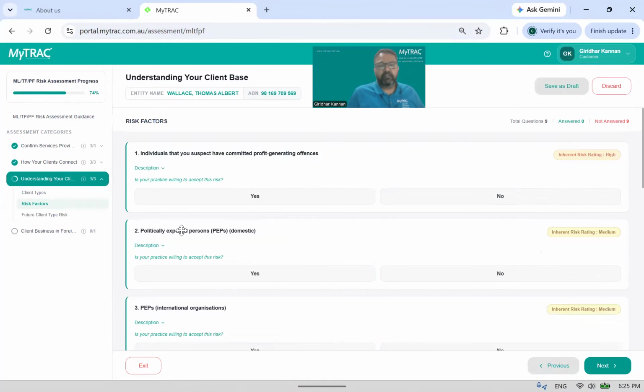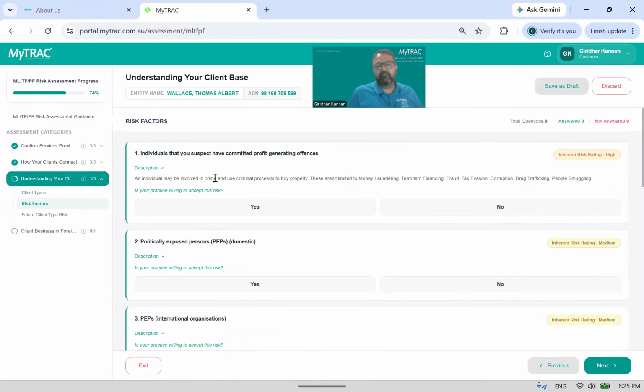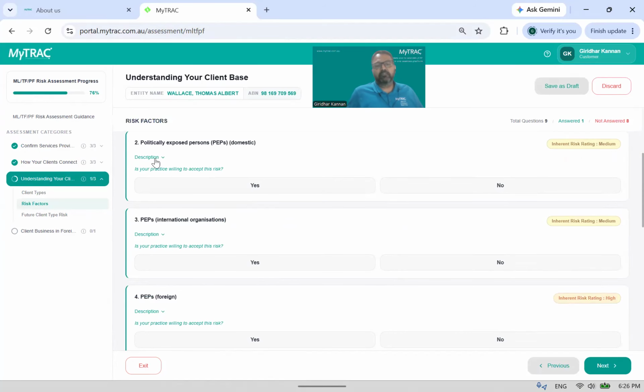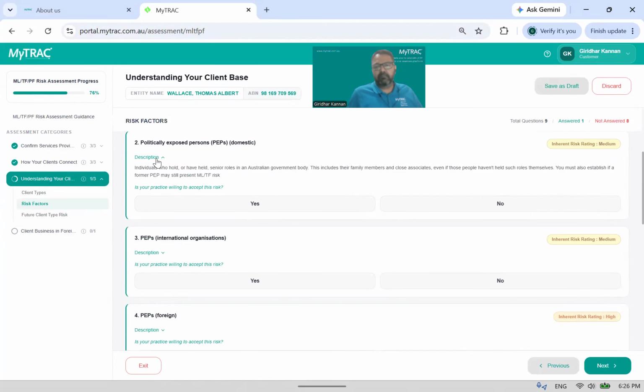Moving on, we're talking about risk factors that are involved in this. Individuals that you suspect have committed profit generating offenses. So if you think somebody has committed an offense, which isn't necessarily limited to money laundering, would you deal with them? I would say no. So what would I say? We do due diligence on clients and will not onboard those we suspect of having committed profit generating offenses.